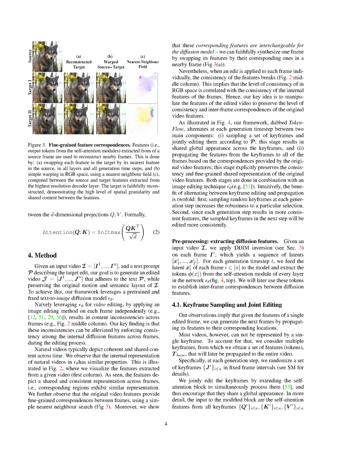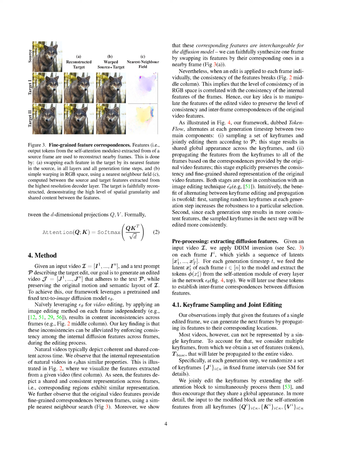However, we found that these inconsistencies can be reduced by ensuring consistency among the internal diffusion features across frames during the editing process. Natural videos usually show consistent content over time. We noticed that the internal representation of natural videos in our model has similar properties. For example, the features extracted from a given video show a consistent representation across frames. We also found that the original video features provide detailed correspondences between frames. We can even synthesize one frame by swapping its features with corresponding ones in a nearby frame.